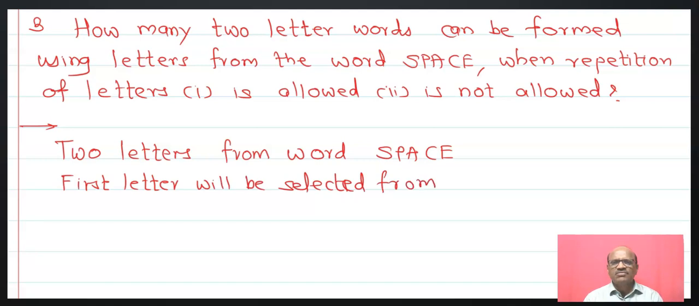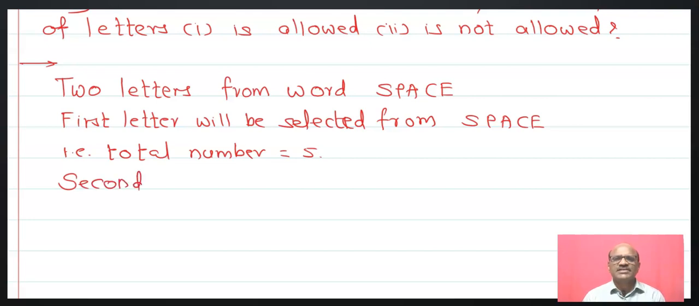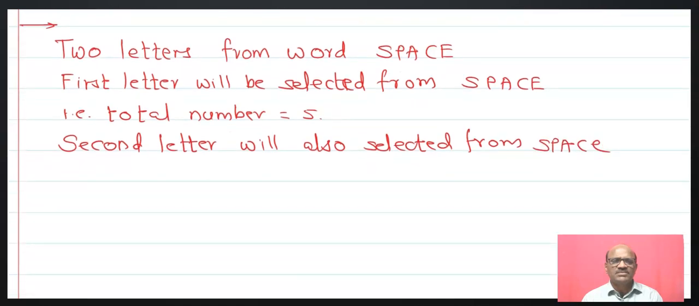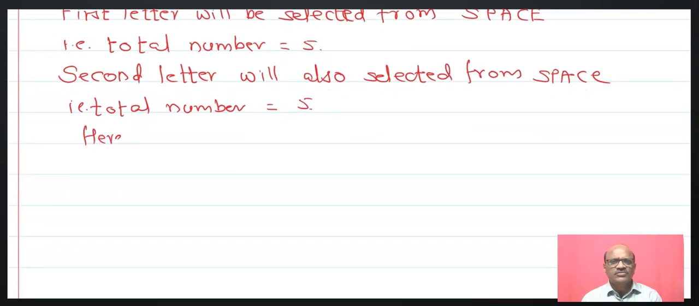The first letter will be selected from SPACE, that is, the total number is equal to 5. For the second selection, the second letter will also be selected from SPACE, capital E. I had written it in small. That is, the total number is equal to 5.